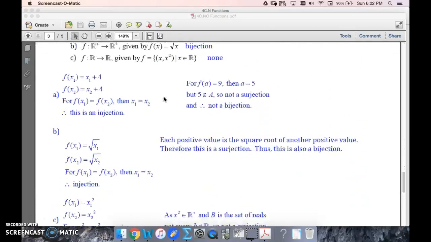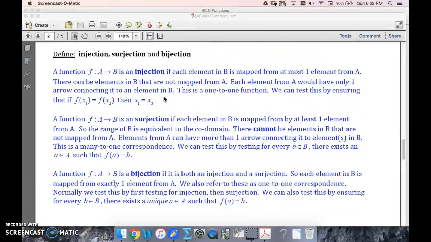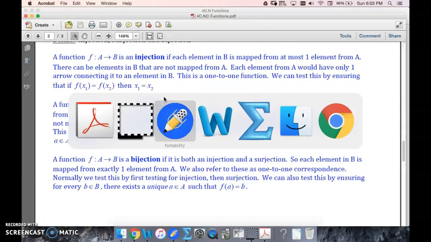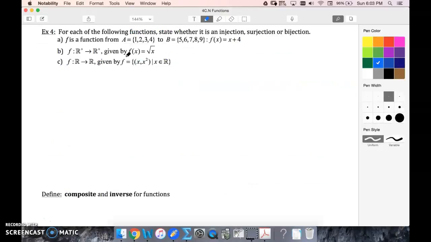So let's look at our examples. We're testing here injection, surjection, bijection. So let's start with injection. So we've got A is 1, 2, 3, 4, and B is what we're mapping to, 5, 6, 7, 8, 9. F of x is equal to x plus 4. So let's test out our injection. One way that we could do this is by making our mapping diagram.